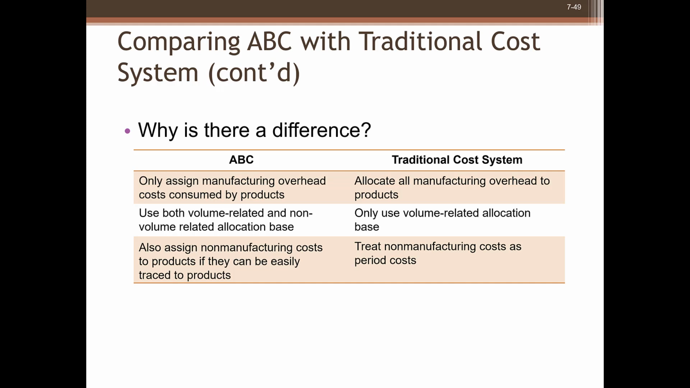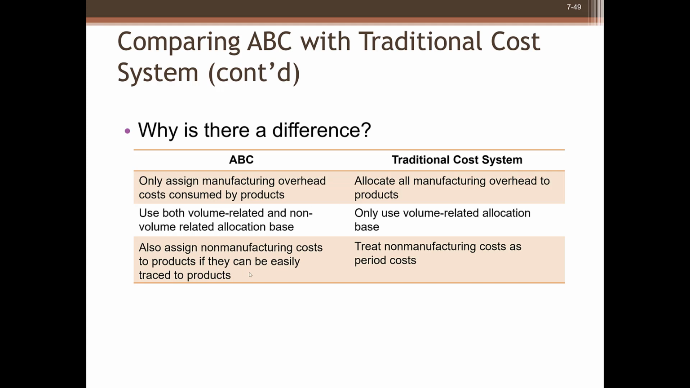Second, the ABC system uses both volume-related and non-volume-related allocation bases to assign manufacturing overhead to products. In our example, the Baxter battery uses design change and customer relations, but the traditional costing system only uses volume-related allocation bases, such as machine hours or labor hours.